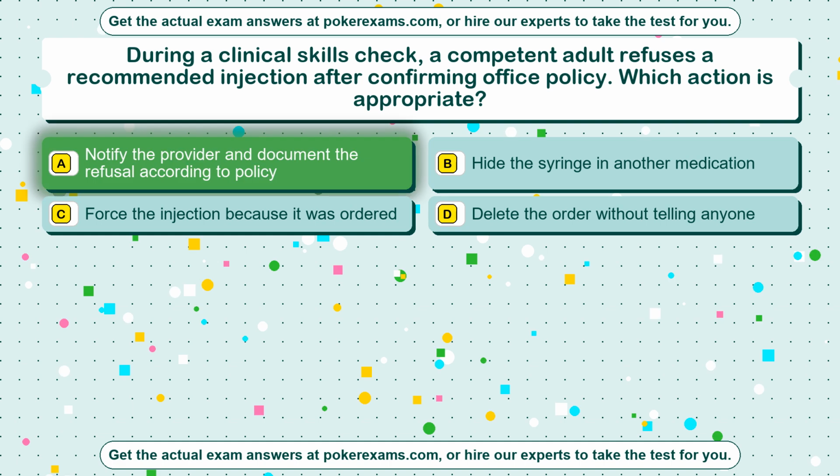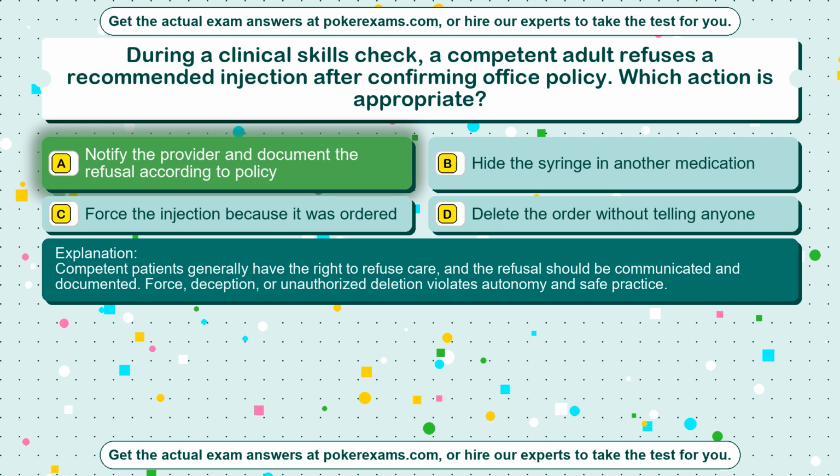The correct answer is option A, notify the provider and document the refusal according to policy. Competent patients generally have the right to refuse care, and the refusal should be communicated and documented. Force, deception, or unauthorized deletion violates autonomy and safe practice.